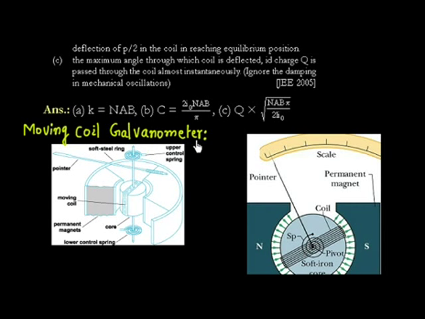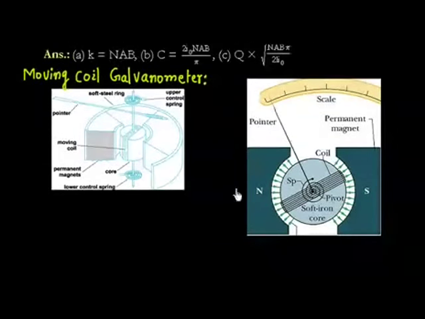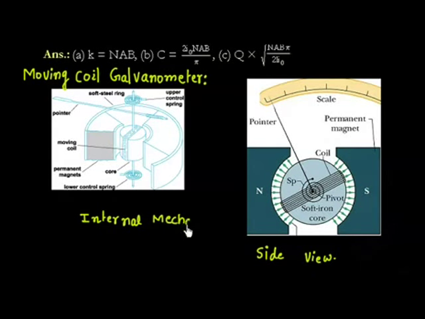Let us say this diagram. If you see, this is the top view. This is the internal mechanism of the moving coil galvanometer, and this is the side view. If you see from the front, it will look something like this, and this is the internal mechanism of how the moving coil galvanometer works. This part is more important because I have to know how it works.